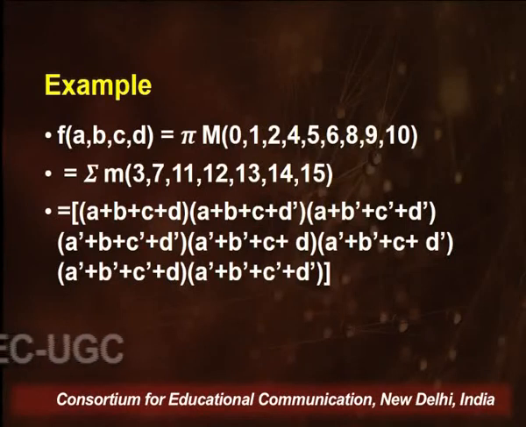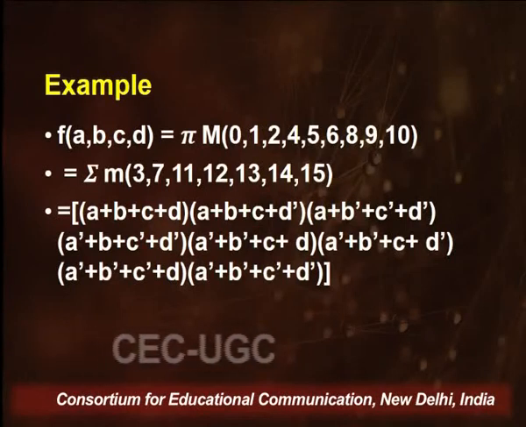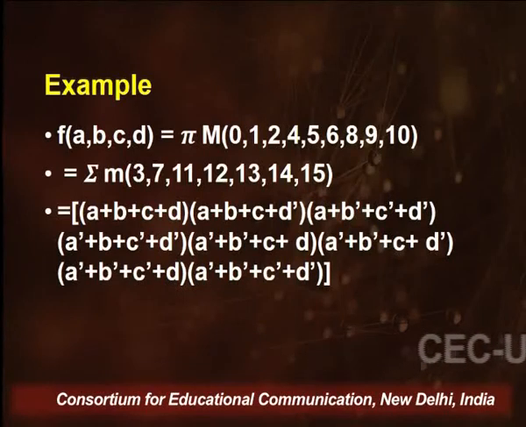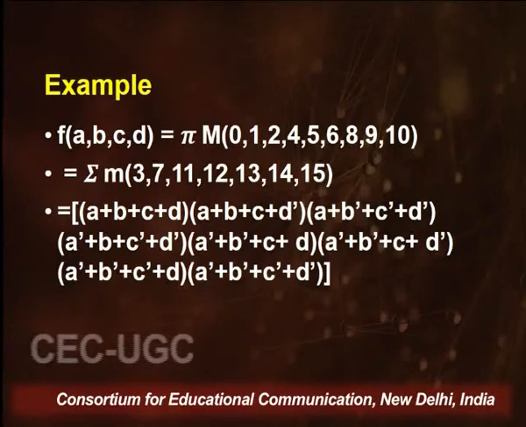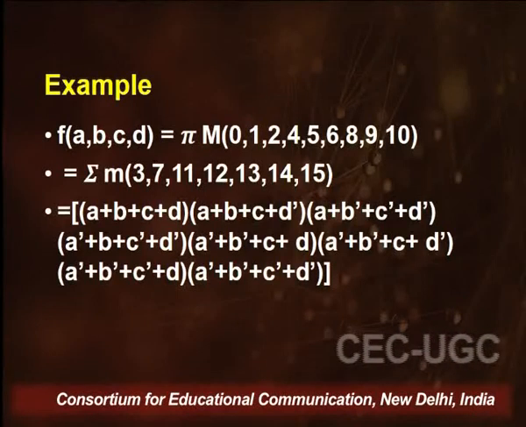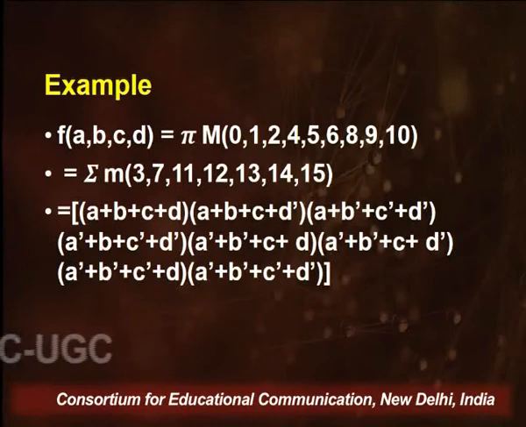However, since we are discussing a product of sum form, I am going to represent and write it in the form of a product of sum. So, I am representing 0, 1, 2, 4, 5, 6, 8, 9 and 10 as a product of sum. So, wherever we are going to have zeros, we will have an A, B, C, D here because we are looking at product of sum.